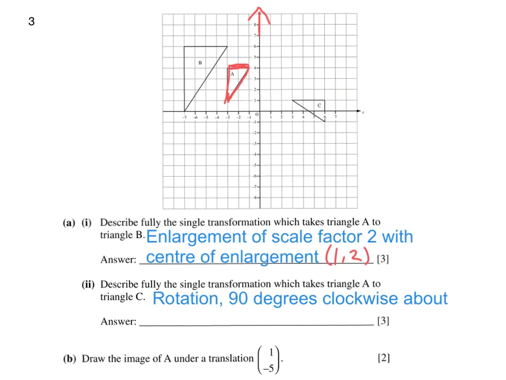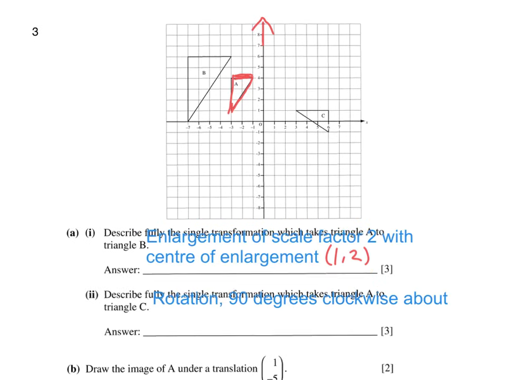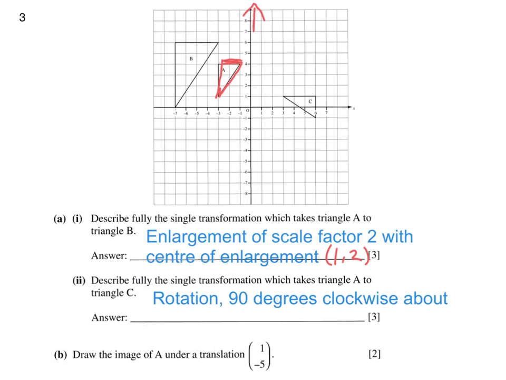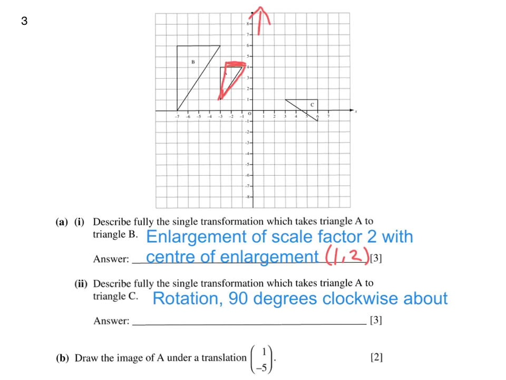Okay, so try 90 degrees clockwise about point 0, 0. We get there. And we can see that that doesn't match up. So we need to go back and basically try again. So 0, 0 didn't work. Let's try another point.